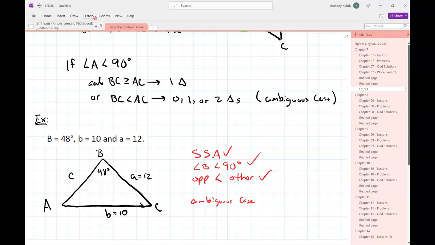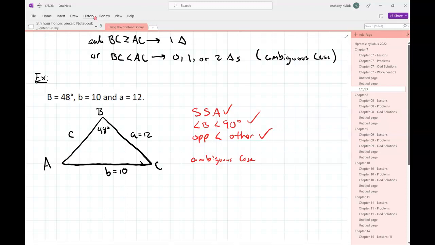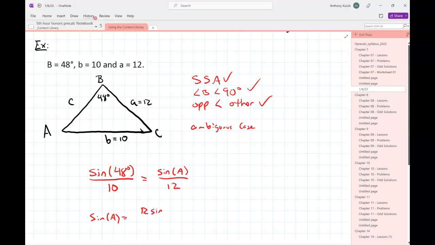Everybody's cool with how I've determined that? Okay. So the way to figure out whether we have 0, 1, or 2 triangles is I'm going to just use the law of sines. I'm going to set this up as I would any regular old law of sines problem. So I'm going to do sine B over b equals sine A over a, and I'm going to solve for sine A. So I cross multiply and divide.